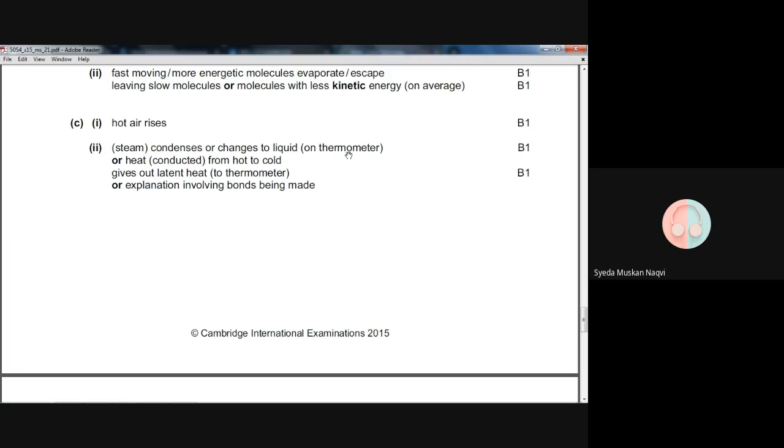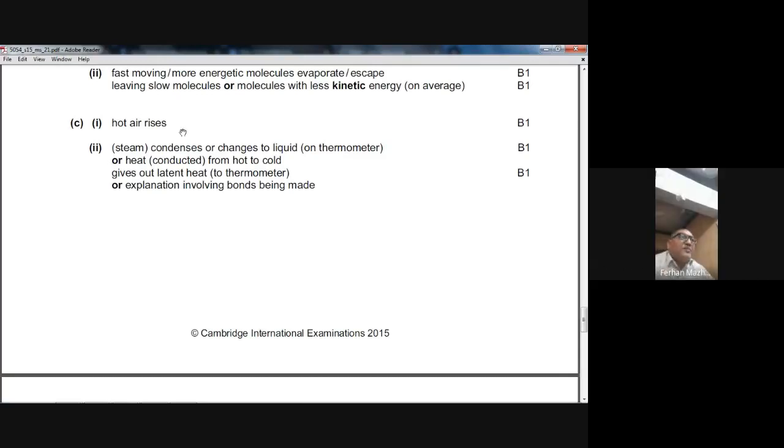Done, sir. Okay, what you have written. I have written that steam rises up and comes in contact with the thermometer and it condenses. Latent heat of vaporization is given out to the thermometer by steam, making mercury in the thermometer rise. Yes, that's right. The steam will condense on the surface of the thermometer. You understand? Yes, sir.